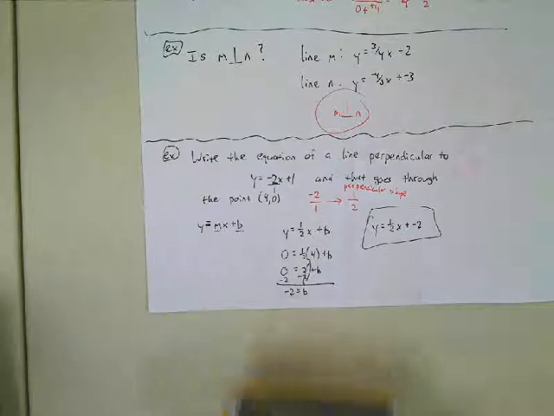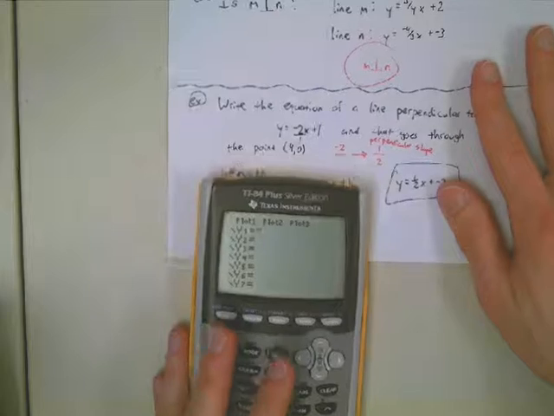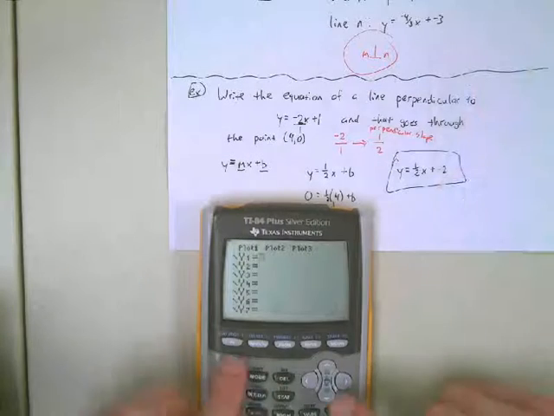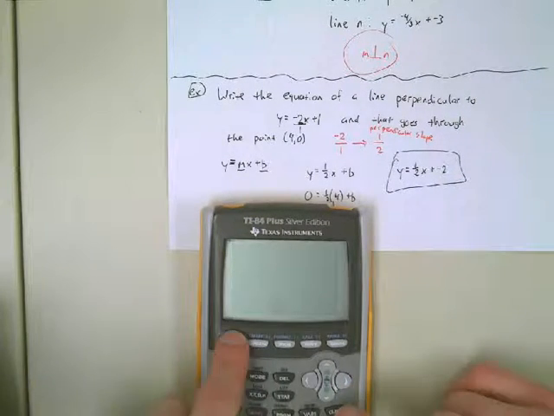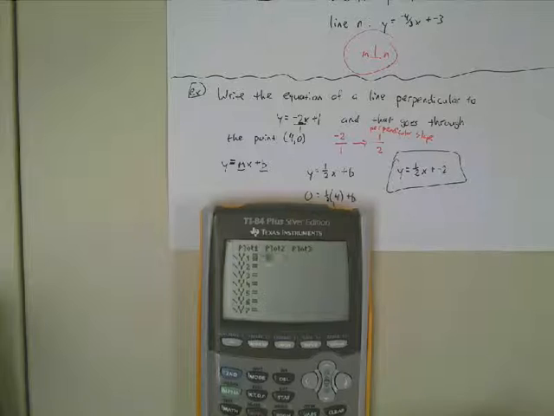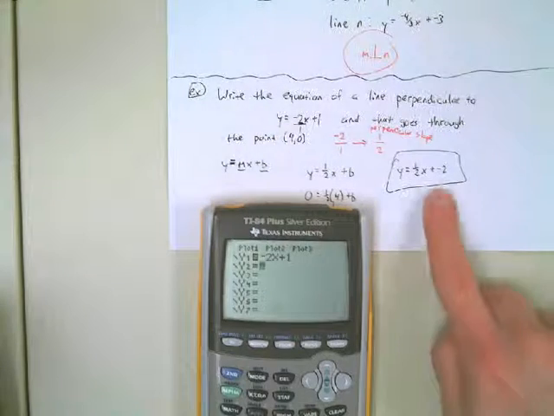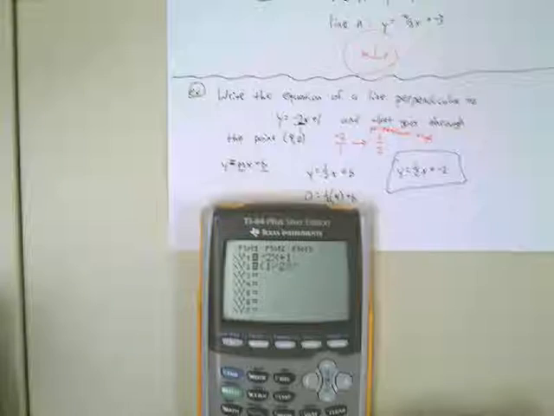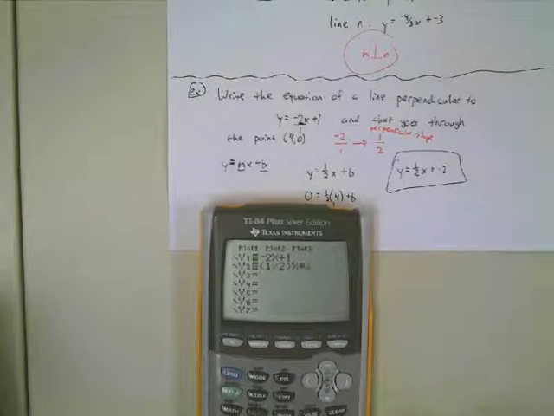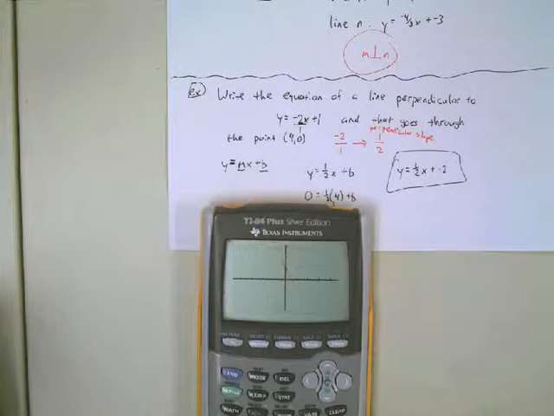Okay, if I turn on my graphing calculator, you go to the y equals button here, you can type in -2x plus 1, the first line, and you can type in the equation of the second line. I'm going to put parentheses around my fraction, plus -2. Okay, and then I go and graph that. There's the first one, there's the second one.